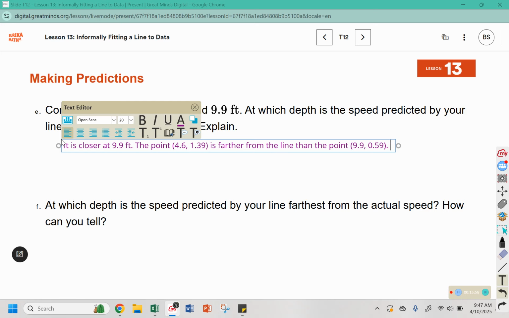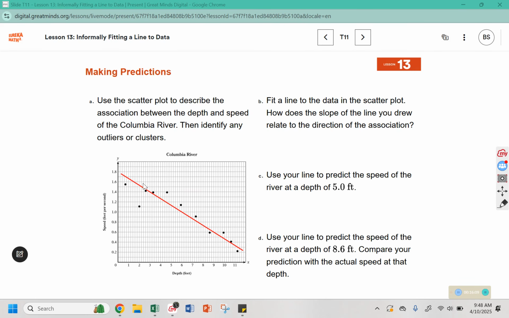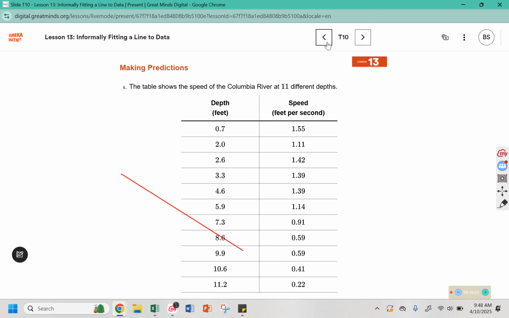At which depth is the speed predicted by your line farthest from the actual speed, and how can you tell? So let's go back and look at that line from the previous slide. The farthest point is this one here. You can see that that is a pretty significant distance away from that line, and that was the point 2, 1.11.